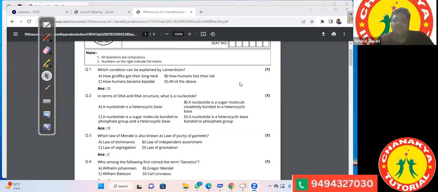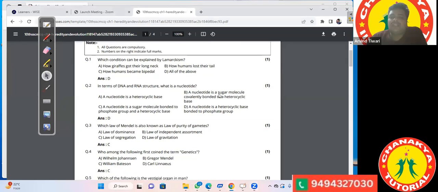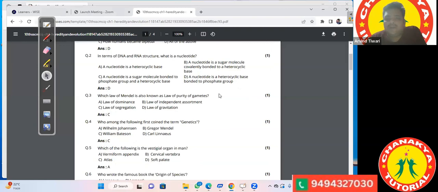So, which condition can be explained by Lamarckism? However, this is from evolution. If this question is from evolution, is there anyone who knows anything about Lamarckism? In the beginning of the class, I was telling you something about Lamarckism. Okay. So, how giraffes got their long neck, how humans lost their tail, how humans became bipedal, all of the above. All of the above can be explained by Lamarckism. You need not worry, that is a question out of your syllabus, not in the part of heredity.